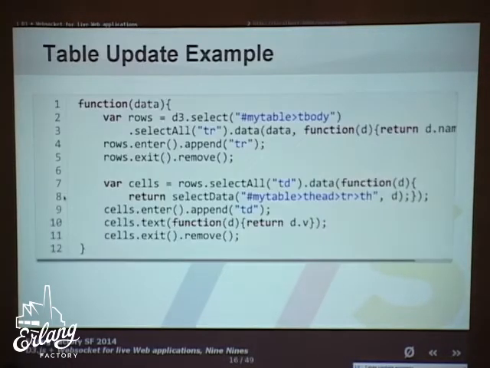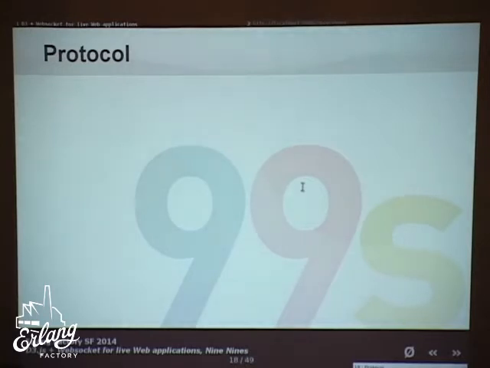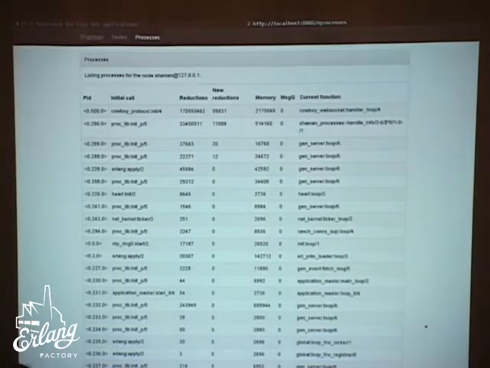But the selectors we have here return a list of nodes, of elements in our page. So we can easily, more or less easily, access this data property when we need it. So this is one part. This is the part where we actually display things.